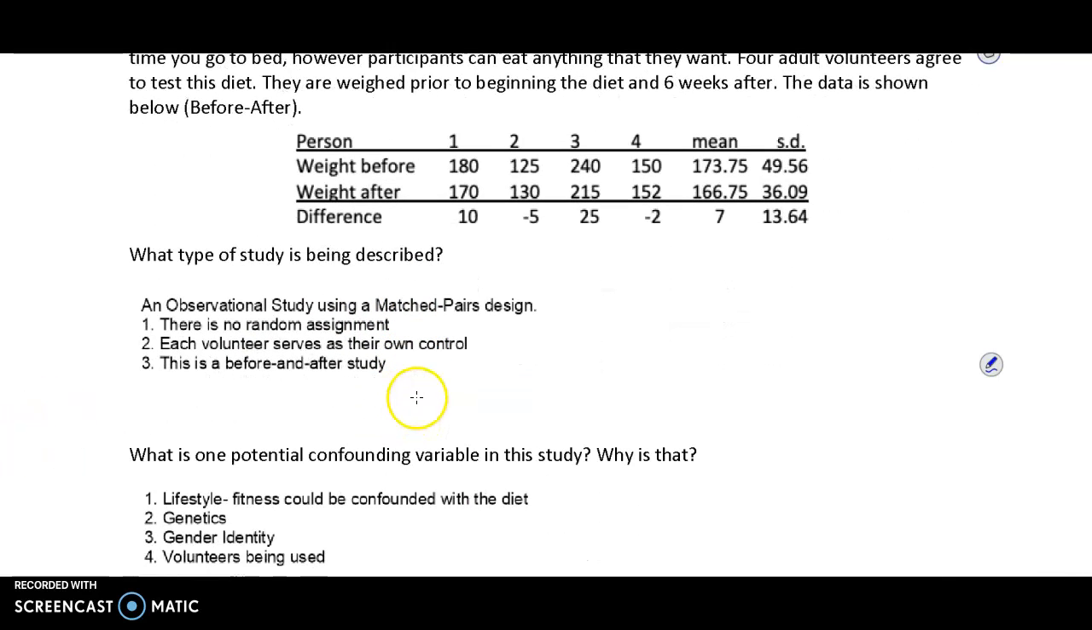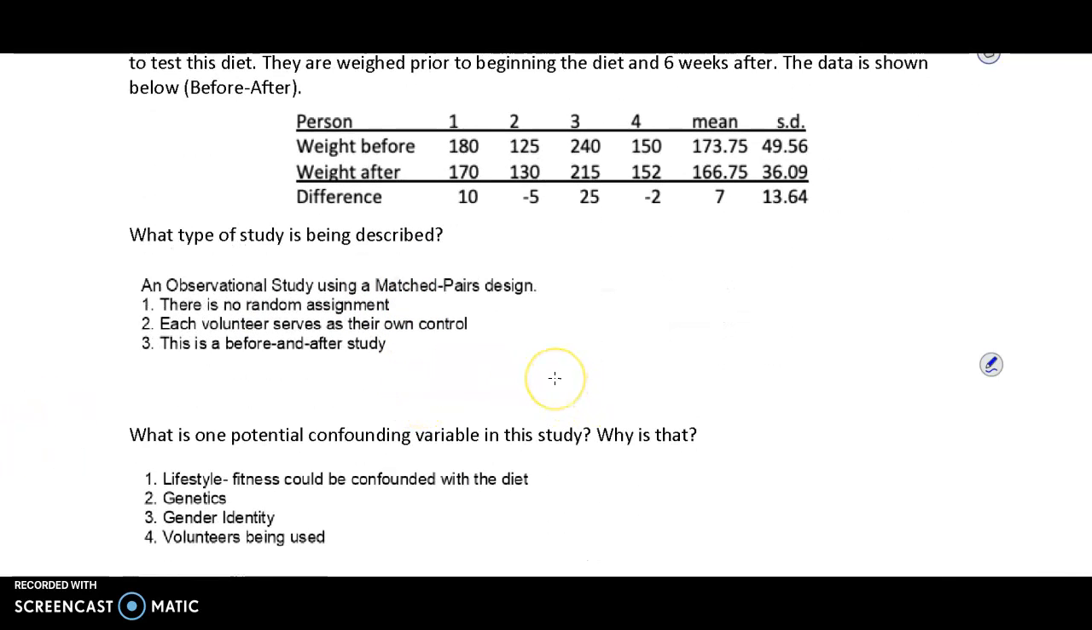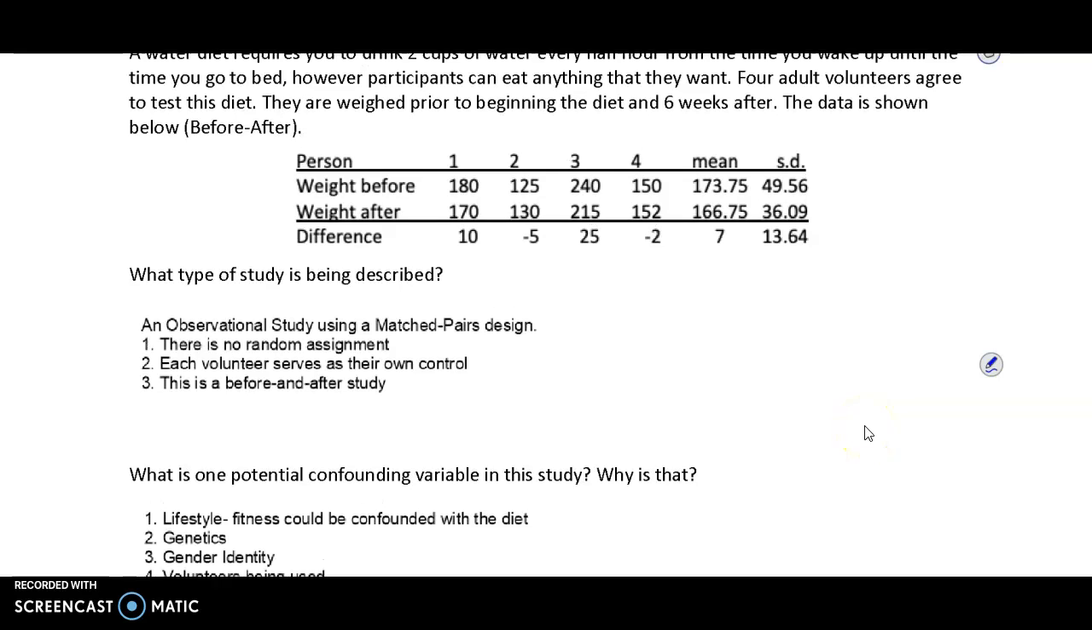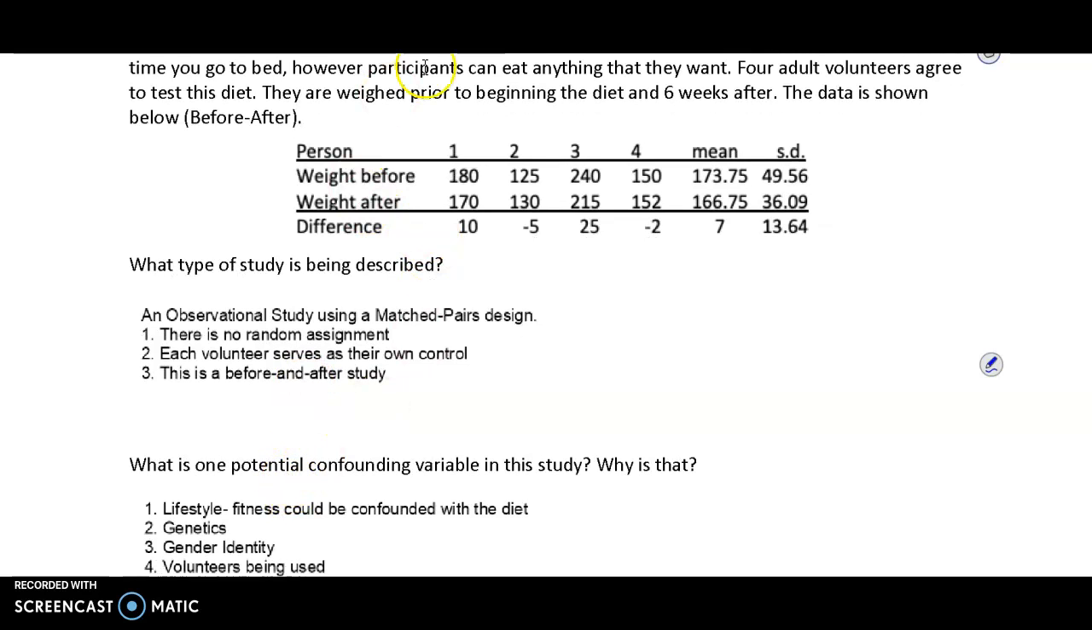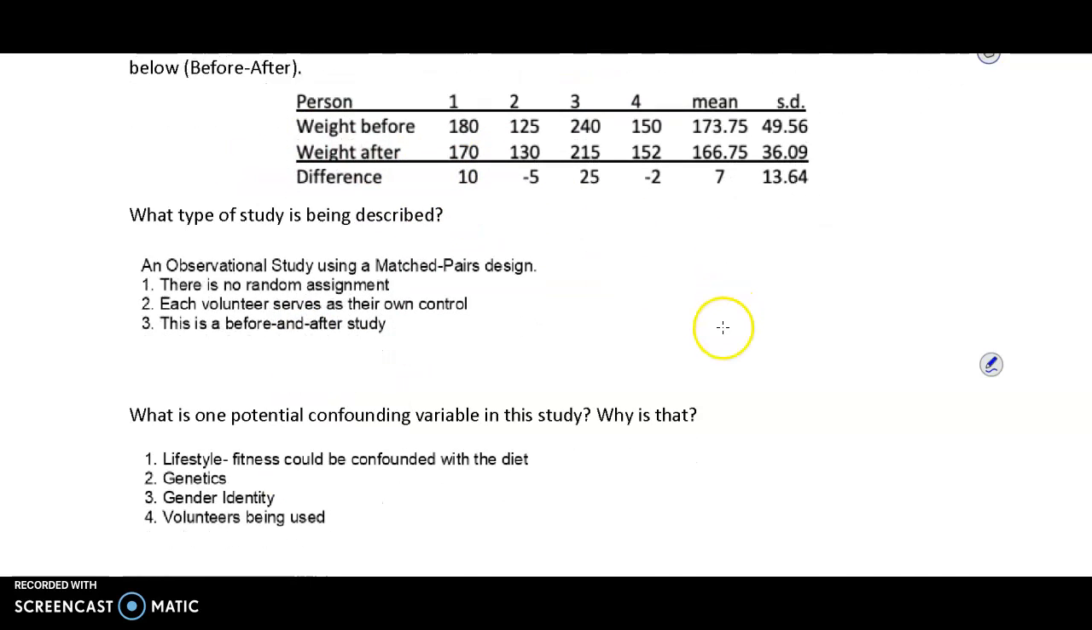What is one potential confounding variable? Well, what about lifestyle? What about your genetics? What about your gender identity? What about the fact that you are choosing to be a part of this study? There's a lot of variation that can happen here, and we're not sure if that's due to the diet or due to one of these other confounding variables that has the most influence on weight loss.